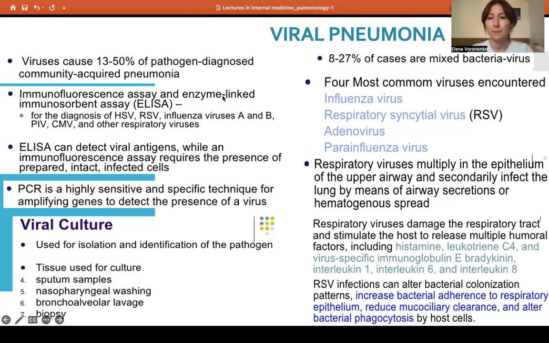Respiratory viruses damage the respiratory tract and stimulate the host to release multiple humoral factors, including histamine, leukotriene C4, virus-specific immunoglobulin E, bradykinin, interleukin-1, interleukin-6, and interleukin-8.